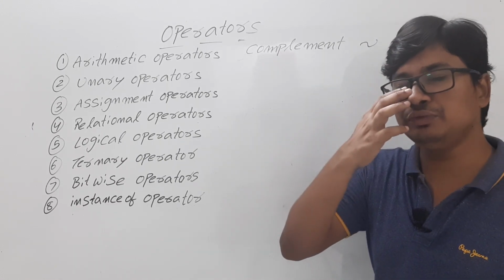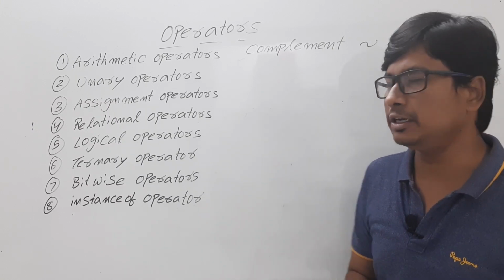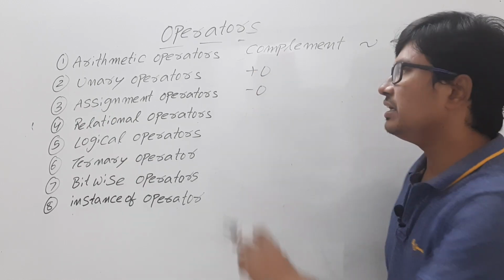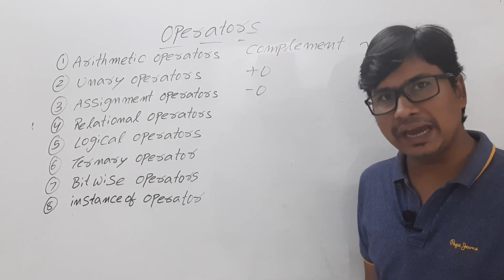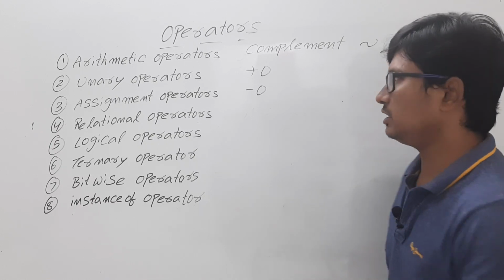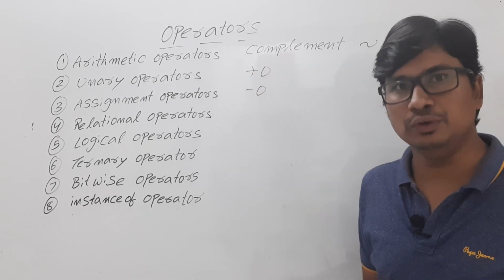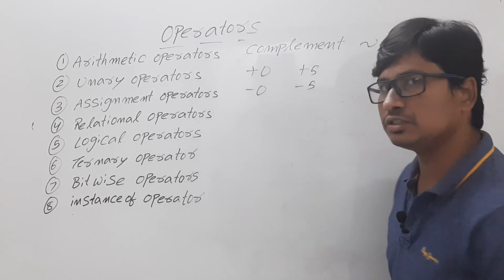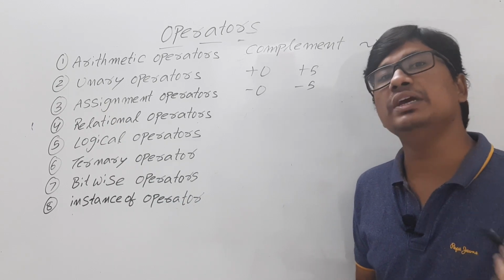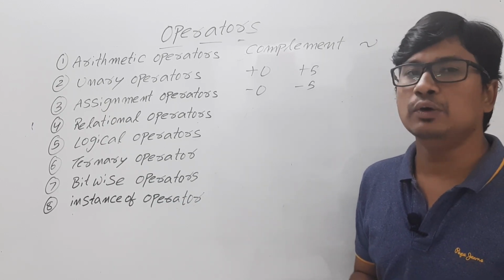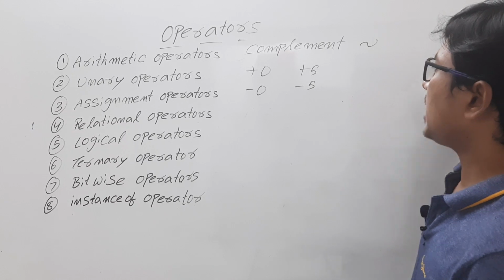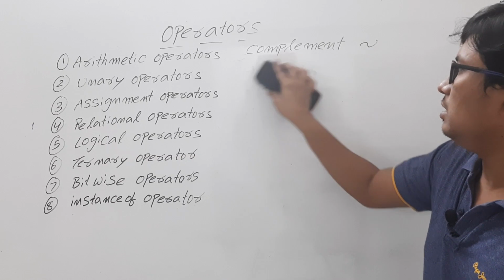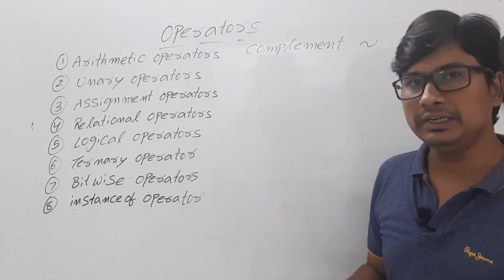However, there is an issue with the sign magnitude and 1's complement representation. The issue is, for plus 0 and minus 0, they have two representations in sign magnitude and 1's complement representation. However, plus 0 and minus 0 is 0 only. If it is plus 5 and minus 5, they are different, but plus 0 and minus 0 is same. But for the same number, we have two representations. So that's why we do not use the sign magnitude and 1's complement representation to store the negative numbers in the memory. So we go for the 2's complement representation.